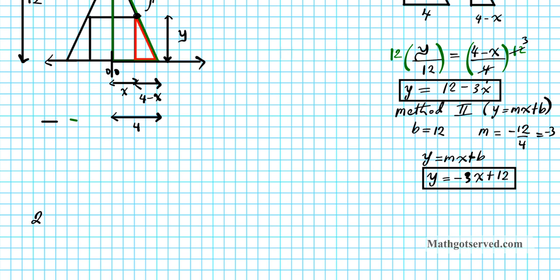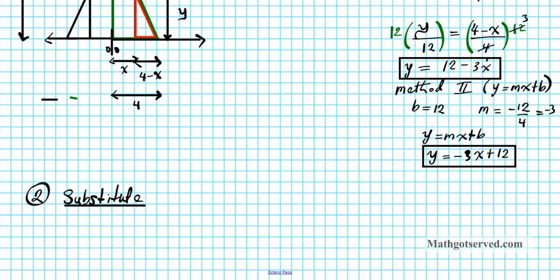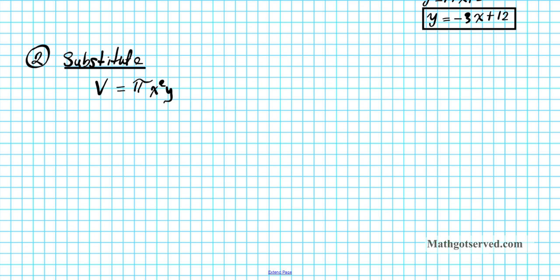So part 2, we're going to substitute. The nice thing here is that we have already isolated a variable in our constraint function, so we don't have to do much work. We know that V in terms of two variables was pi x squared y. When we make a substitution, y is equal to 12 minus 3x. So if we substitute this value of y in here, our volume function that we're going to be optimizing in terms of just x is going to be pi x squared times 12 minus 3x.